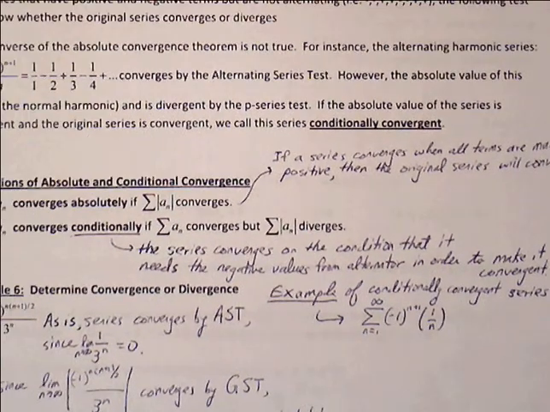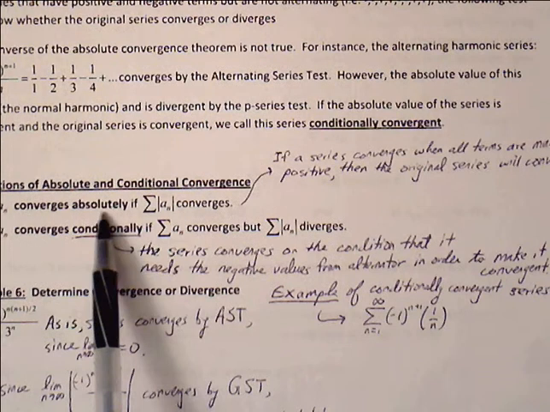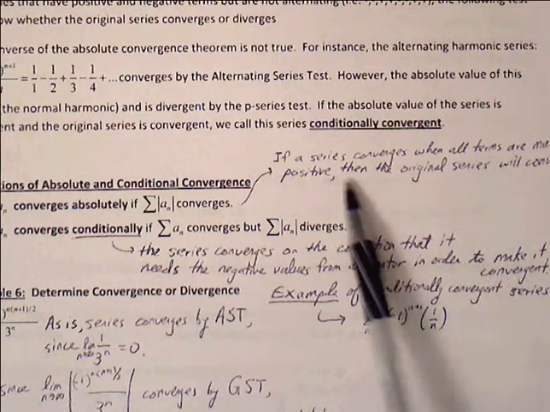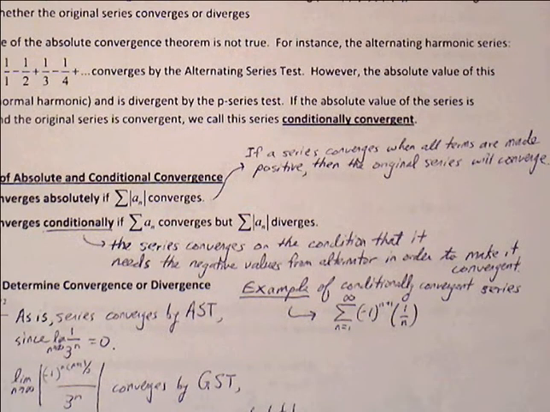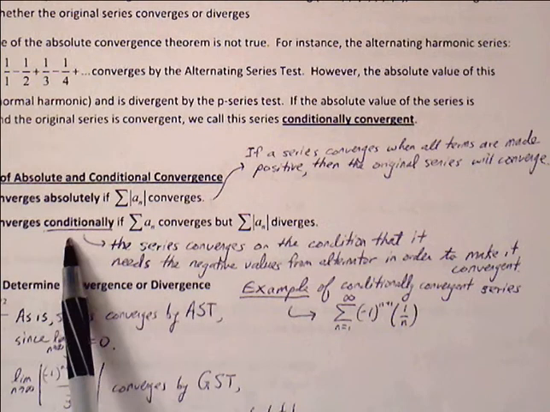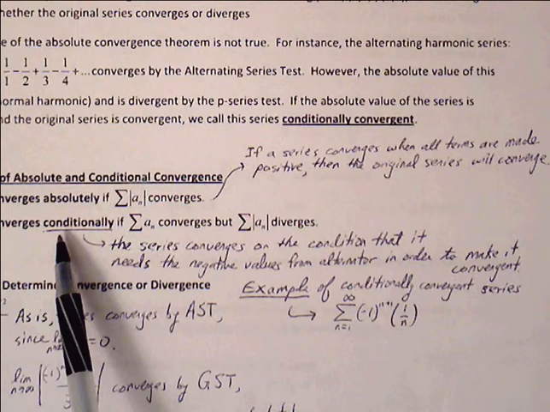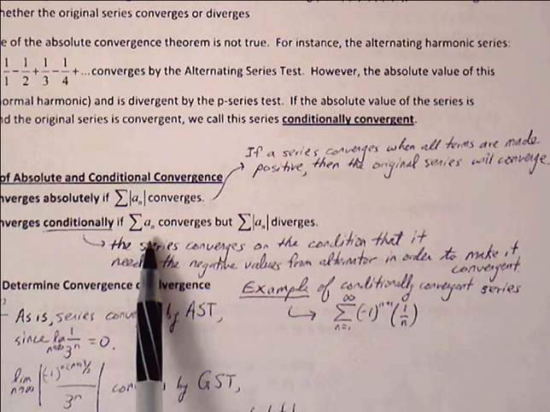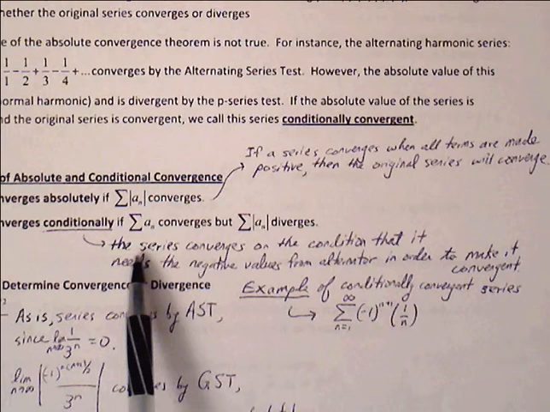Okay. So, definitions of absolute and conditional convergence. Absolute convergence is where, if a series converges when all the terms are made positive, then the original series will converge. Okay. Conditional convergence is where a series needs the presence of an alternator in order to converge, meaning that without the alternator, the series will diverge.